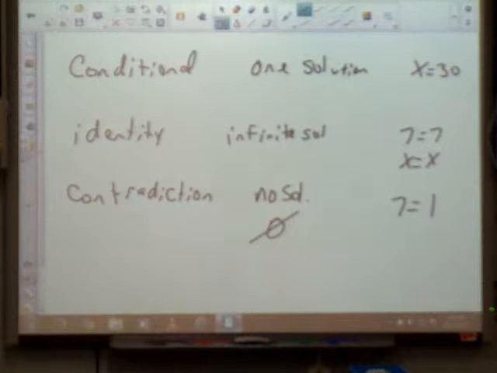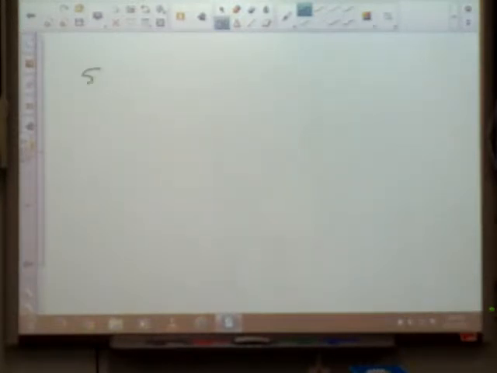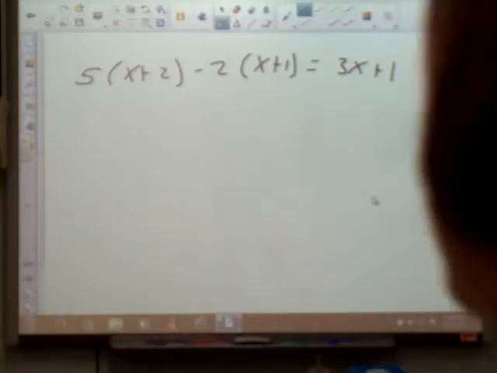Okay, this one says 5 times x plus 2 minus 2 times x plus 1 is equal to 3x plus 1. All right, our directions say to solve the equation and decide whether it's conditional, identity, or contradiction. So we got to solve it, and then we got to label it one of our new terms.